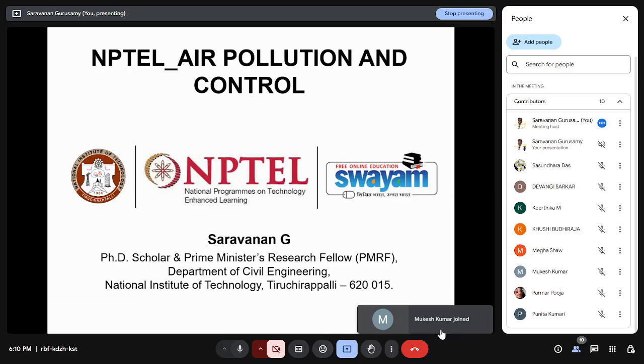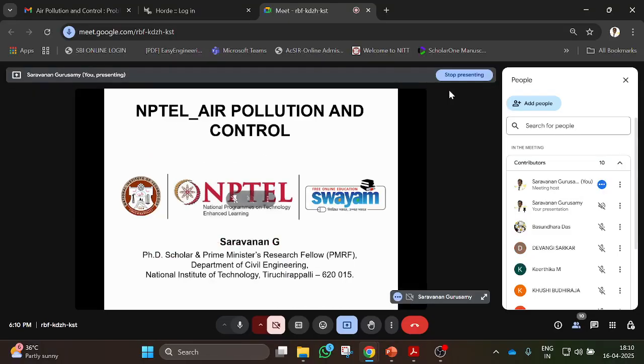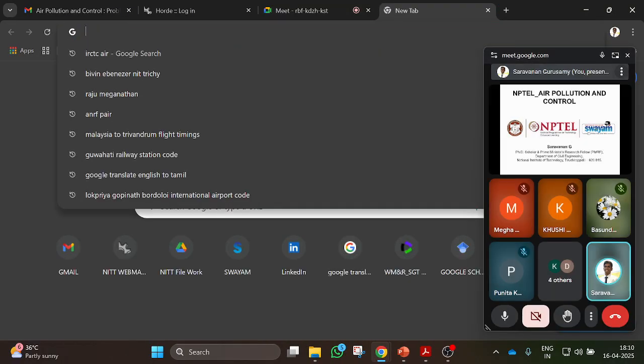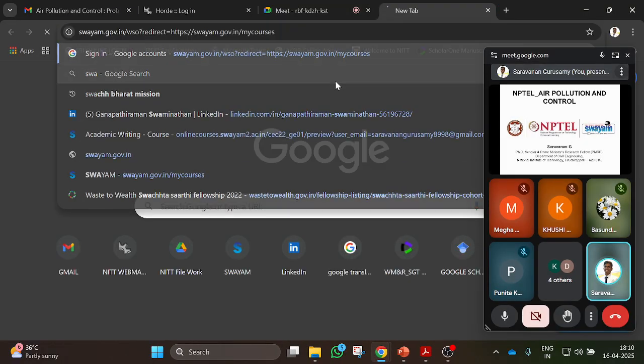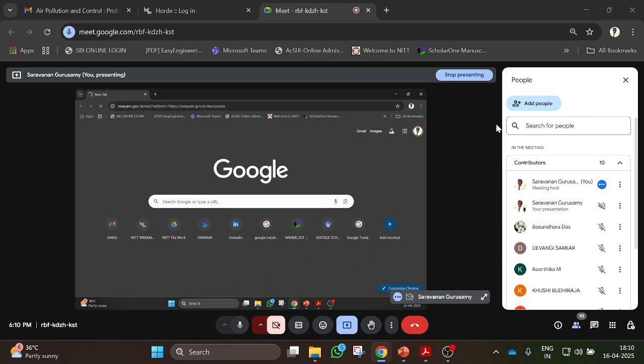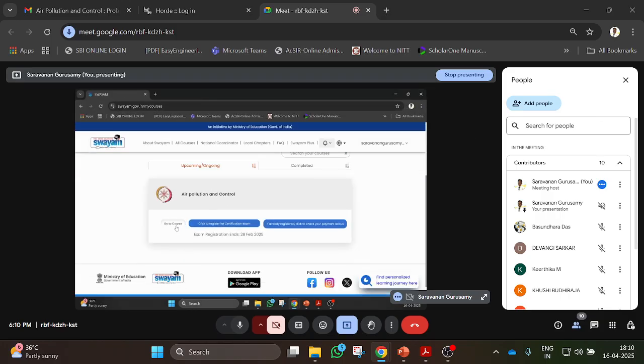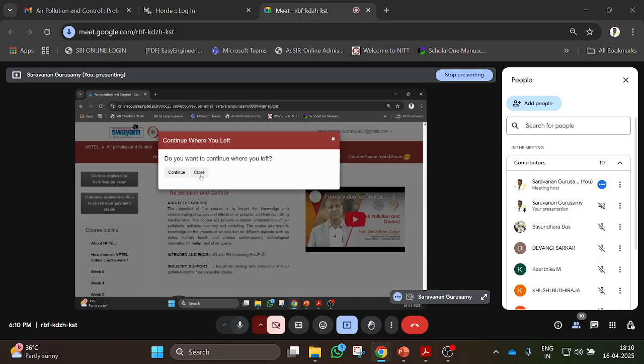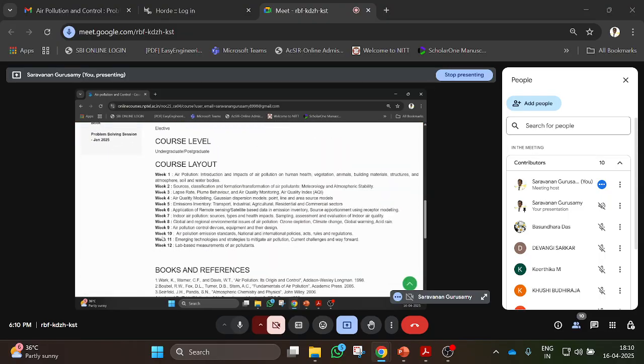I can open some... Let me open the Swayam portal for you people. You can also go through the course. Right? Yeah. Lapse rate, plume behavior, and air quality index.